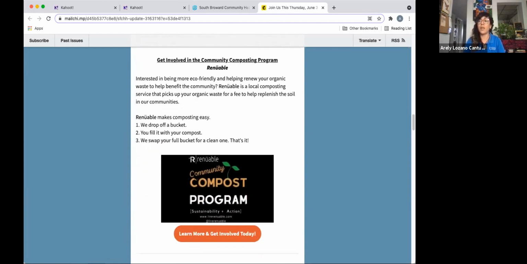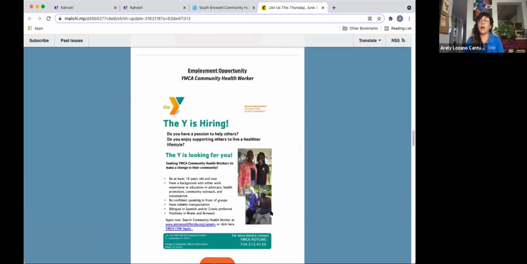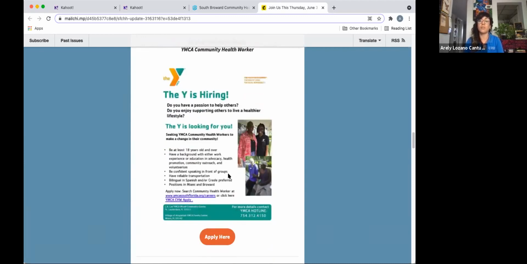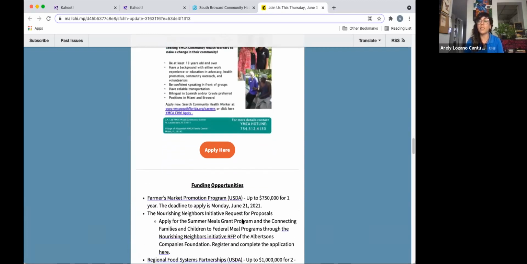Another reminder here: Renewable is a composting program that is offered to the community. They drop off a bucket, you fill it with your compost, and they switch it out for you. You can go to the website and establish your service. The YMCA is hiring community health workers. So if you receive this email, you can click on the link and get all the information about the job and the hiring process.